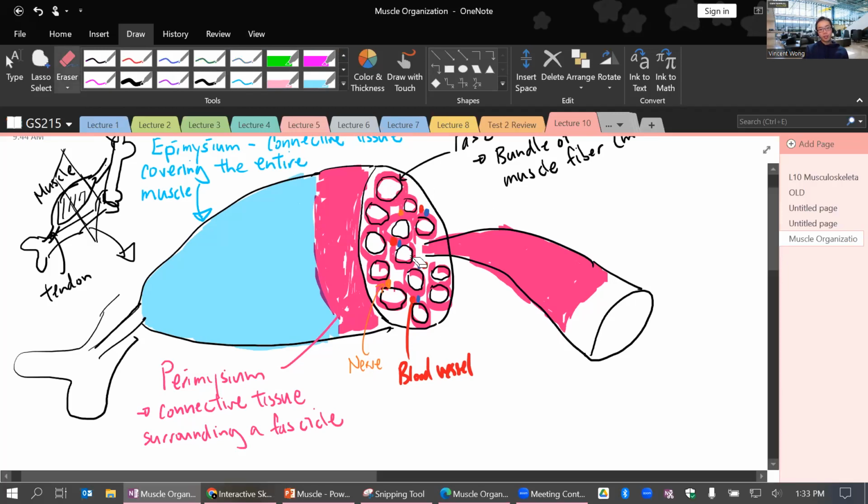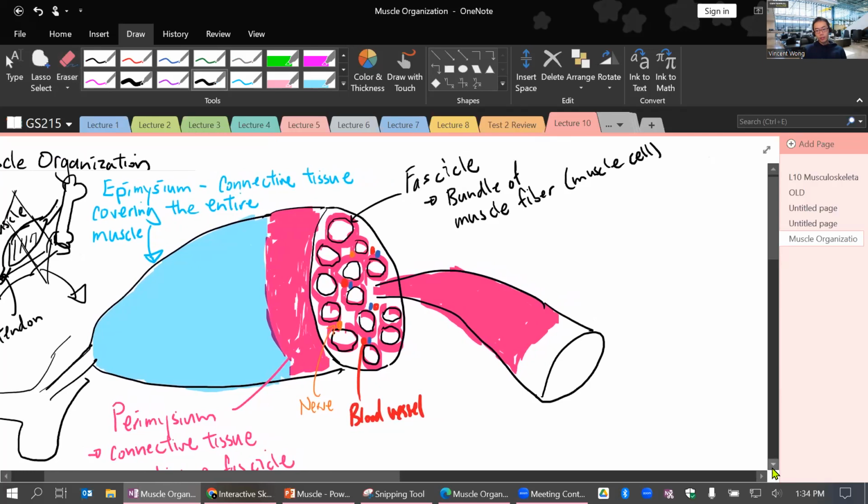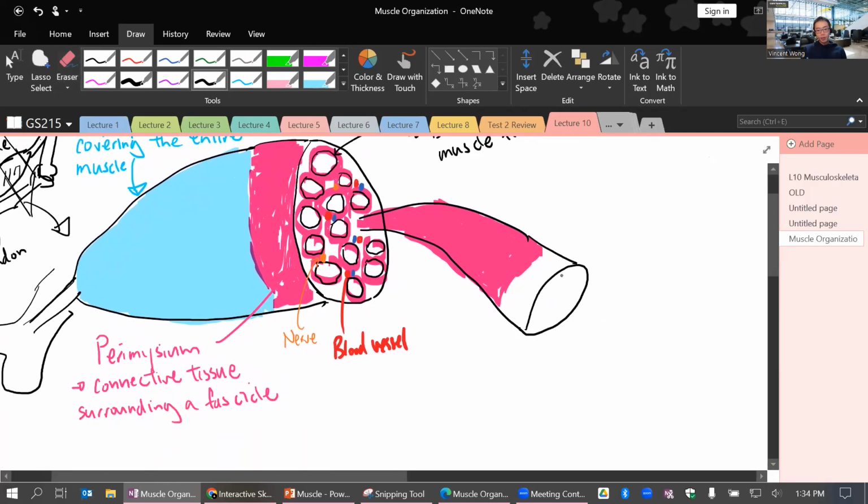So a bunch of fascicles forms the muscle. So what is a fascicle again? Well, earlier we wrote here, a fascicle is a bundle of muscle cells, a bundle of muscle fibers. So if I look at the cross section here of our fascicle, I will see the individual muscle cells. Okay. So it's kind of one layer nested into the next one, kind of like those Russian dolls, right?